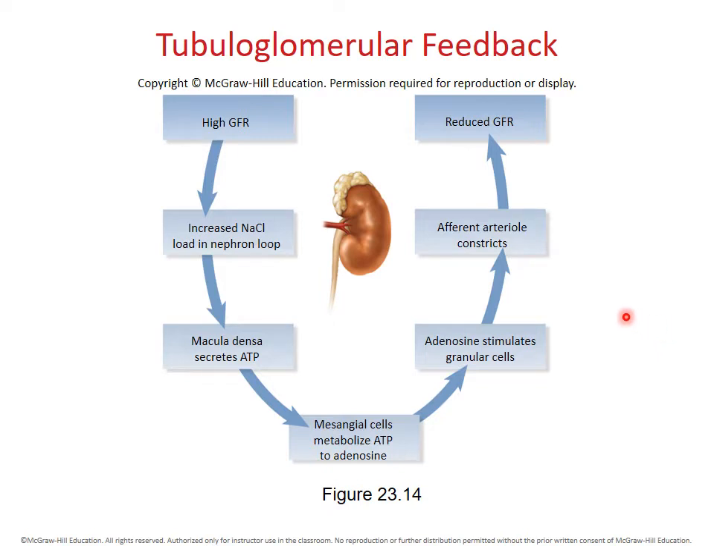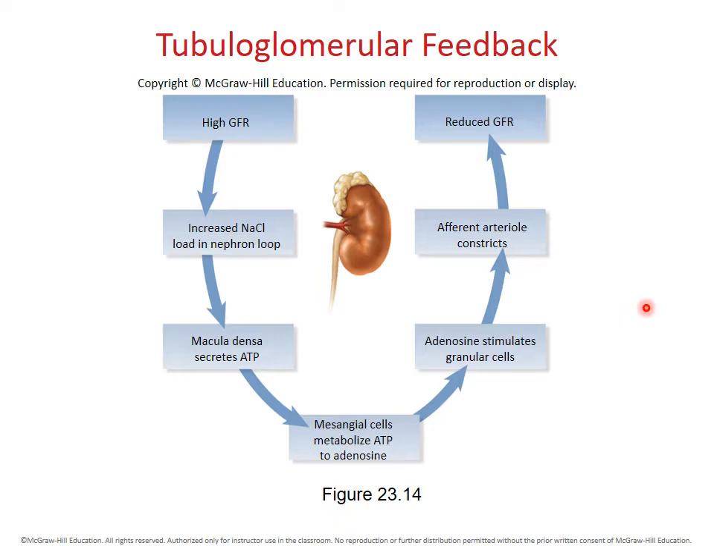One was called the myogenic mechanism, where the afferent arteriole simply constricts in response to high blood pressure, thereby reducing pressure and flow in response to high blood pressure, so that the filtration rate doesn't go up automatically when blood pressure goes up.